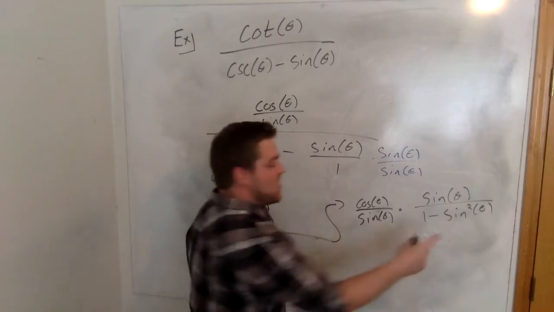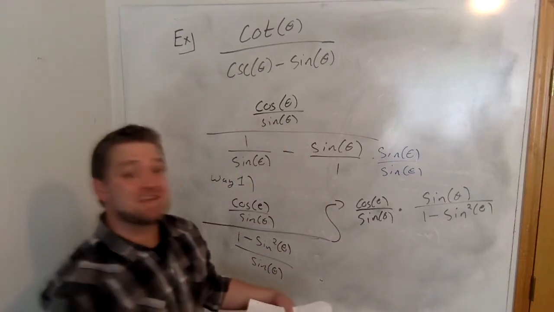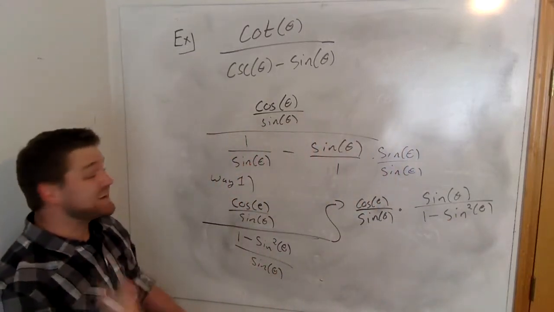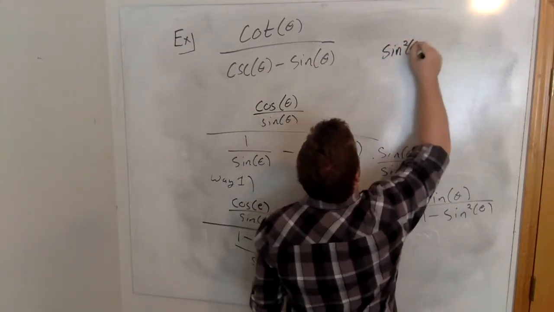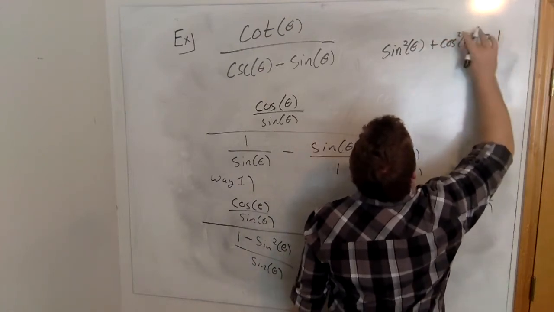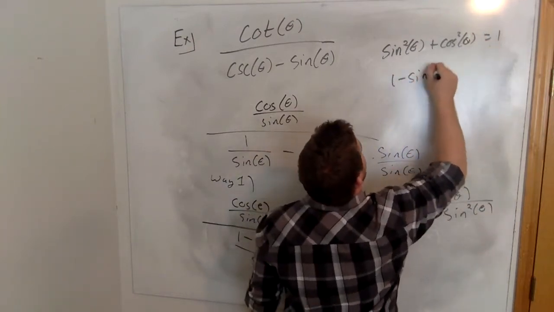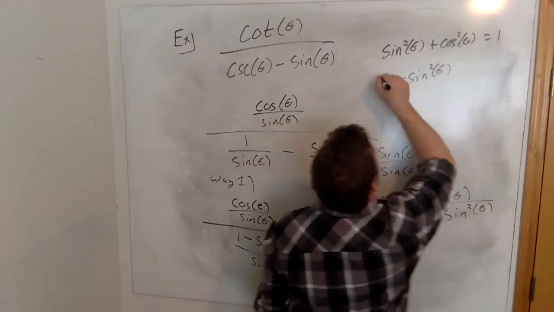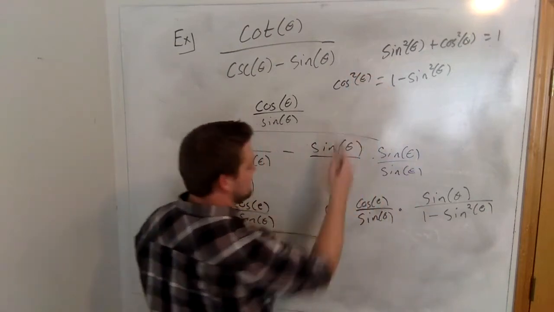That smells like cosine. The Pythagorean identity: 1 minus sine squared is the same thing as cosine squared. Whenever you see those trig functions being squared, you've got to think about those Pythagorean identities. I think we saw this in the last example. Sine squared of theta plus cosine squared of theta is equal to 1. So 1 minus sine squared of theta, just subtract sine squared from both sides, is equal to cosine squared of theta.